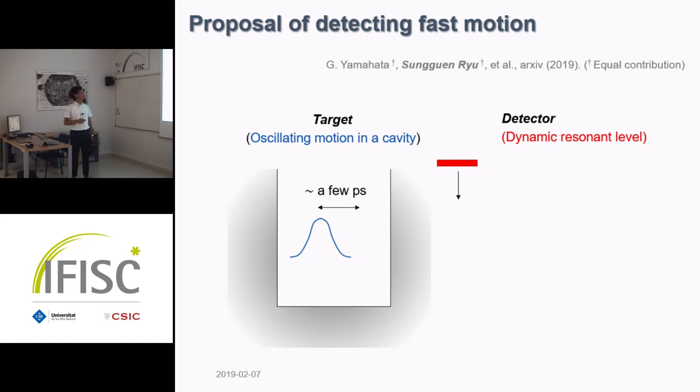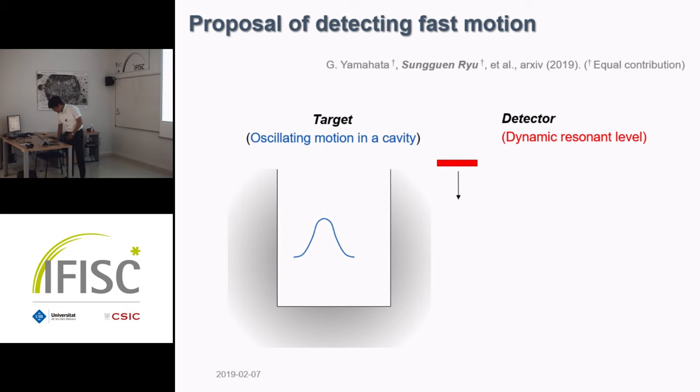With Kento Yamata at NTT in Japan, we made a demonstration of the measurement of this spatial oscillation. But in this case, usually in the semiconductor structures of a submicron cavity, this oscillation speed is very fast, a few picoseconds. And a direct measurement of this picosecond dynamics is usually difficult in nano devices because we have a bandwidth limit for time-dependent gate voltages, like 10 gigahertz. But we show that using a dynamic resonance level, we can detect these picosecond oscillations.